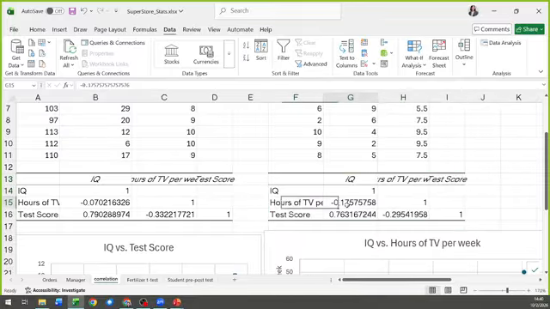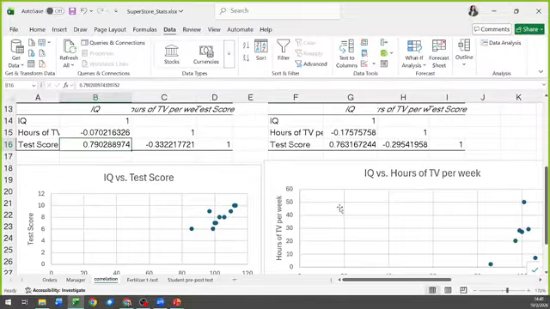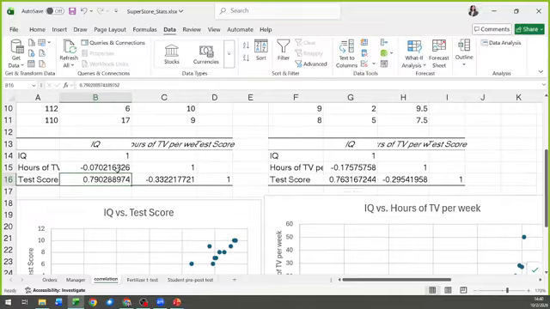Comparing between these two. Let's see the higher one first, between IQ and test score. You can see 0.79 becomes 0.76. This is actually a very small difference. I would say it's not different. What about IQ and TV hours? Spearman is a lot higher, negative, minus 0.17. This is almost 0.